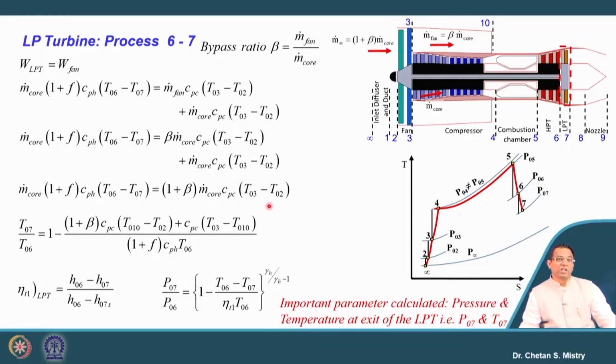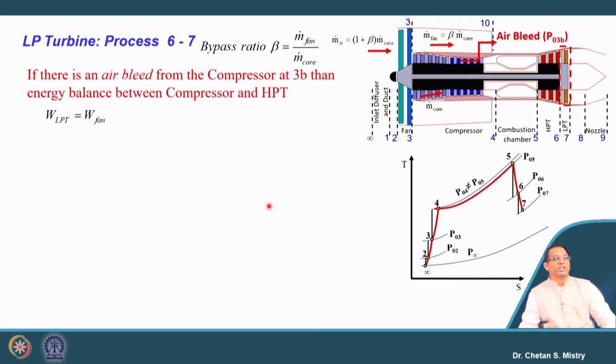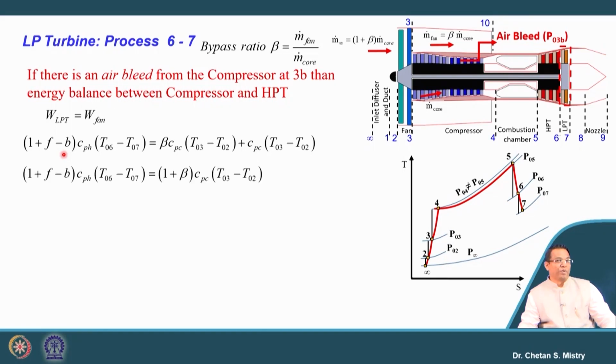Suppose we have the bleed. We know our energy balance, so my work balance for the LP turbine and fan is going to change. Let us see what the change will be. Here, as we have discussed, this term will get added. And if we write the equation, we will have the denominator as 1 plus f minus b. Be careful here.